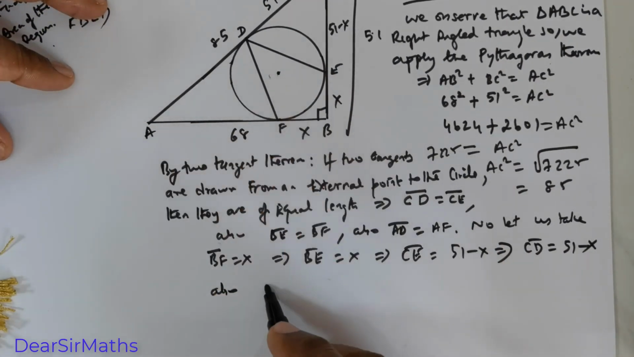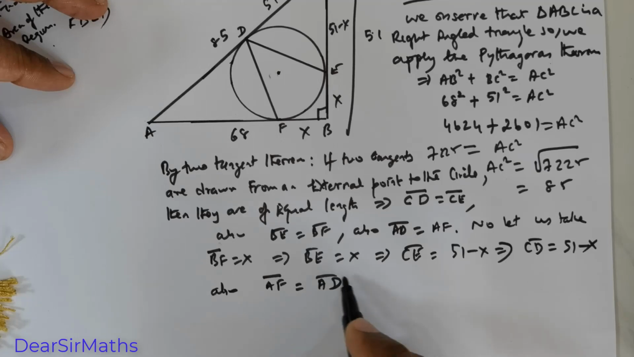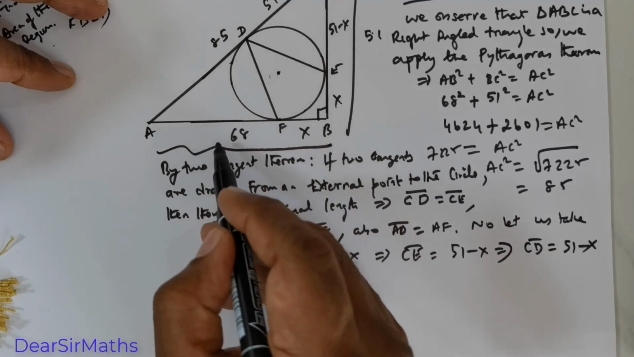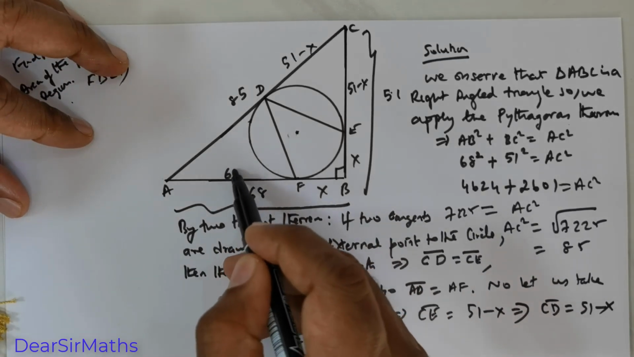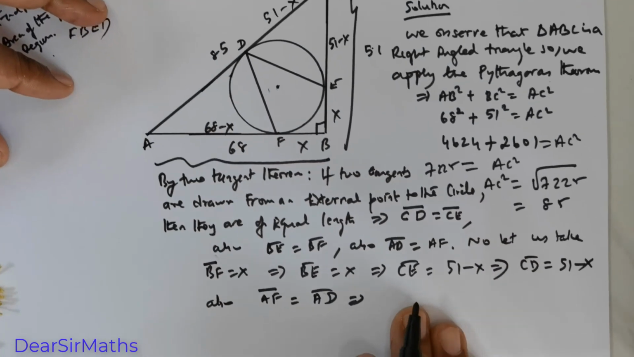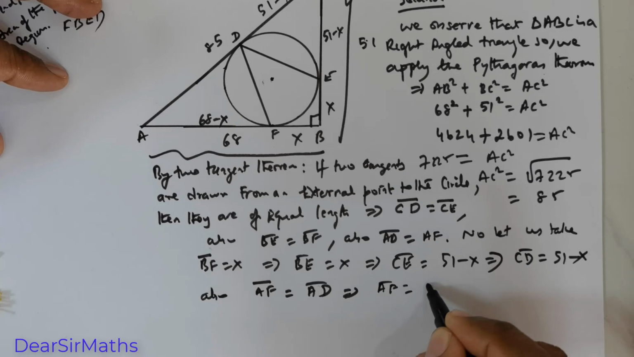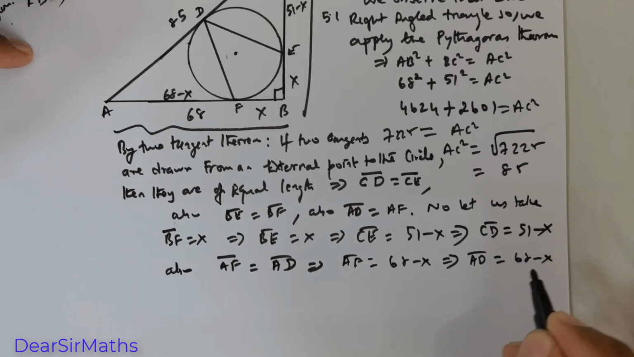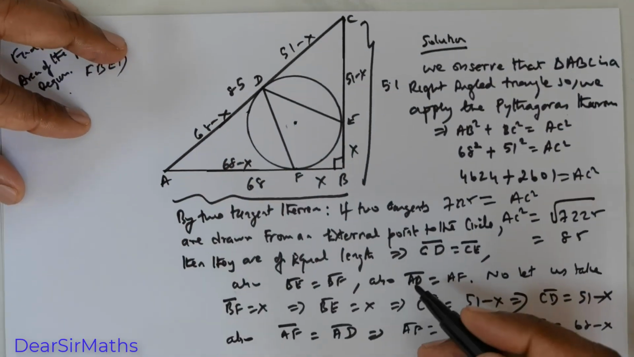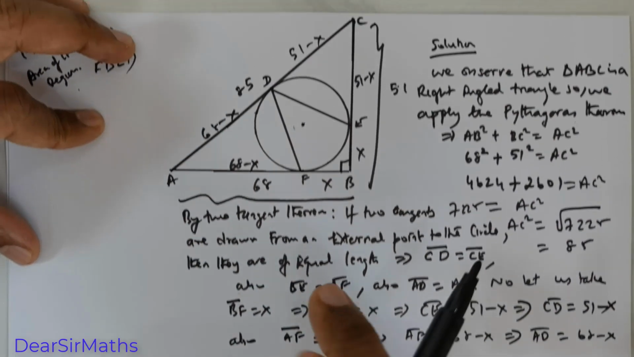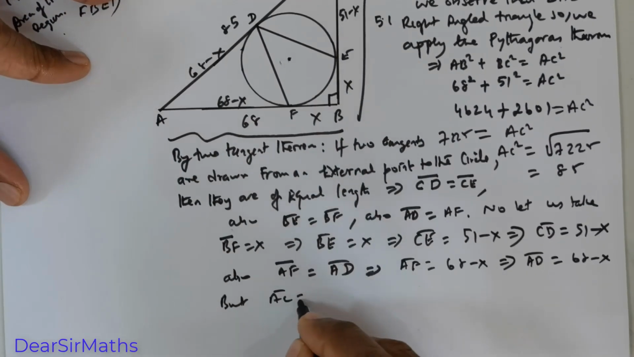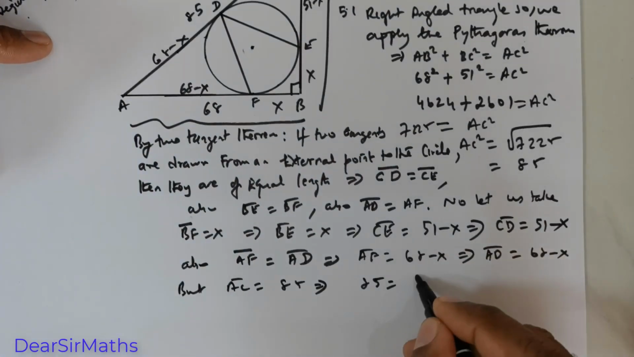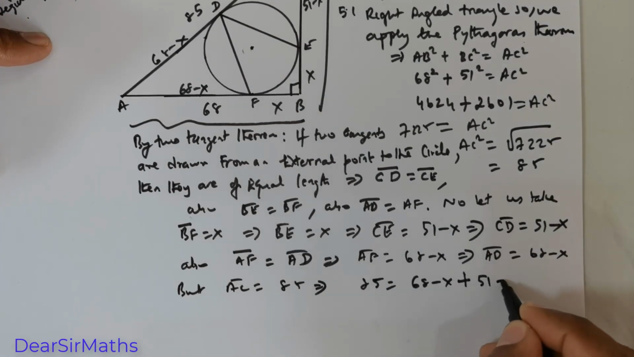Also, AF is equal to AD. So this means the entire length is 68. So this is going to be 68 minus x, right? So AF is equal to 68 minus x. This means AD will also be 68 minus x. But AC is equal to 85. This means 85 is equal to this plus this. 68 minus x plus 51 minus x.